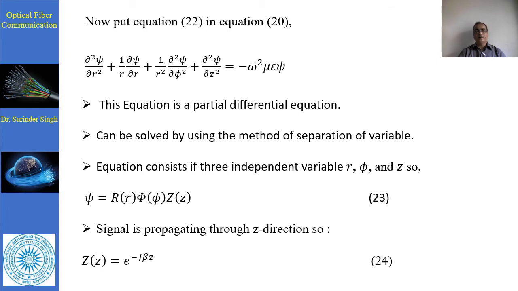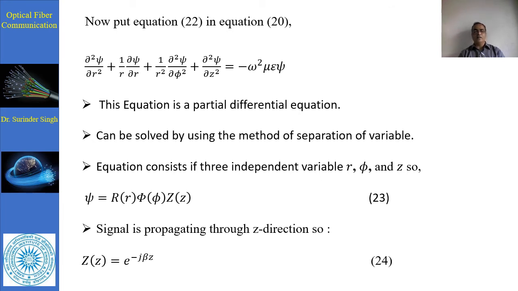This equation is a partial differential equation, and it can be solved by using the method of separation of variables. Now, in this equation, if all these three components r, phi, z are independent, then the solution is psi equal to one component depending upon r, another component which is dependent upon the angle phi, and a third component in the z direction.